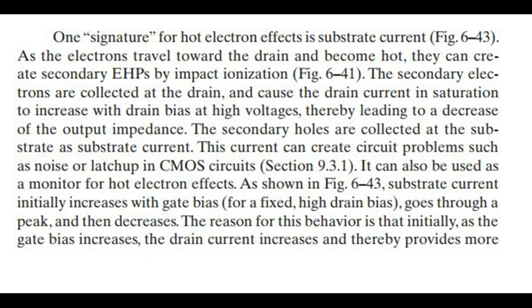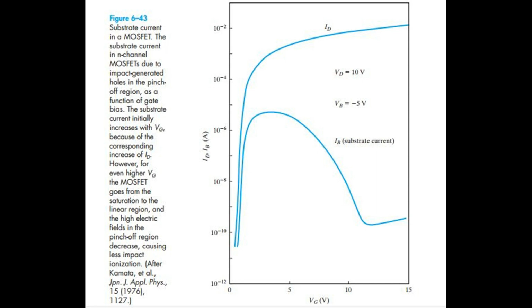As shown in Fig 6-43, substrate current initially increases with gate bias, for a fixed, high drain bias, goes through a peak, and then decreases. The reason for this behavior is that initially, as the gate bias increases, the drain current increases and thereby provides more primary carriers into the pinch-off region for impact ionization. Figure 6-43. Substrate current in a metal oxide semiconductor field effect transistor.